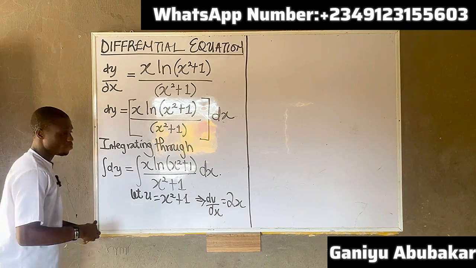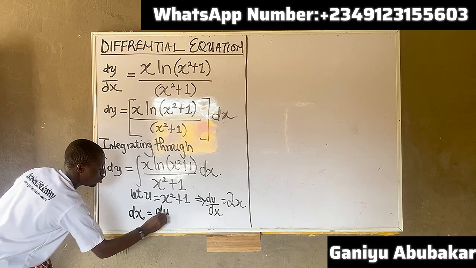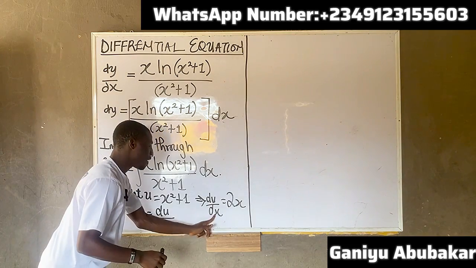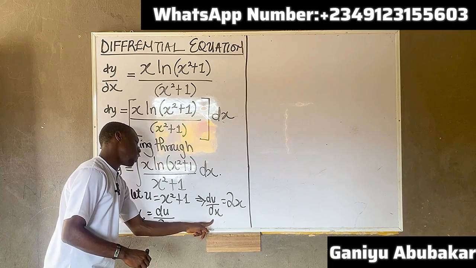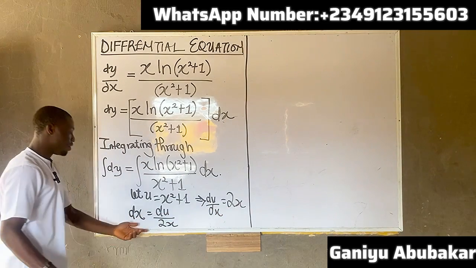Make dx the subject from here. I have that dx is equal to du over 2x. All right, just swap. The dx comes here, 2x comes down here. That gives you du over 2x. This dx comes here. So I have this here.